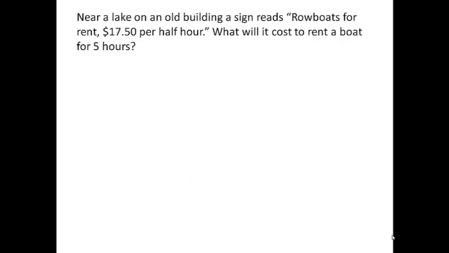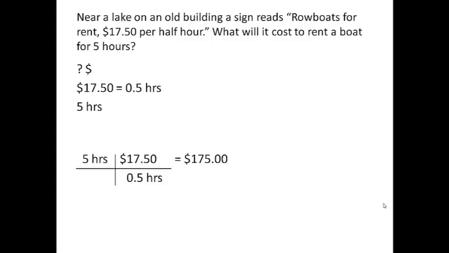This says that rowboats are $17.50 per half hour, and it wants to know what it'll cost to rent the boat for 5 hours. Cost, again, is money, so I'm looking for money. So in my problem, I'm going to go looking for money, and it tells me $17.50 per half an hour. Notice I wrote the half an hour as a decimal in this particular problem. I have money, I have hours, I need to get rid of hours. There's my 5 hours, 2 hours, 1 money. That's all it takes to work this problem.